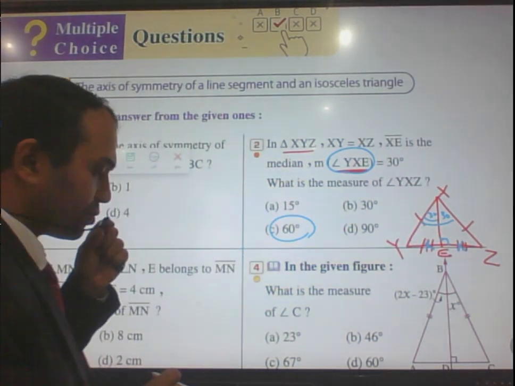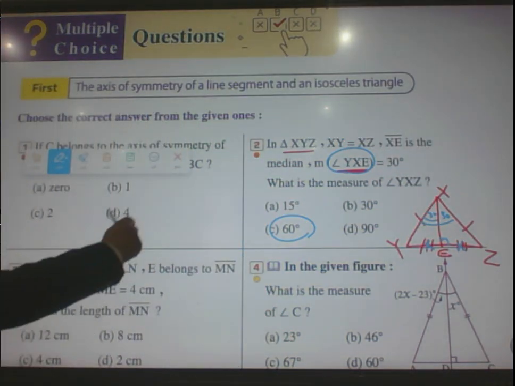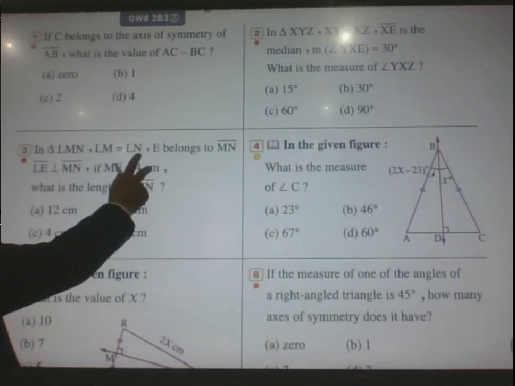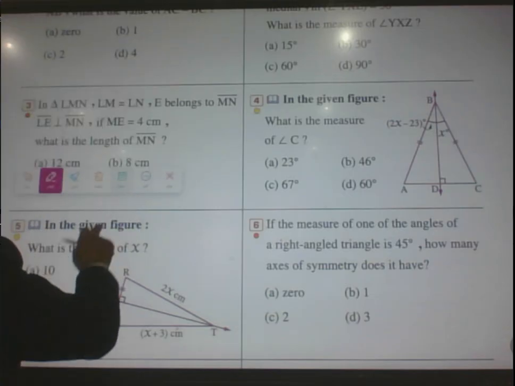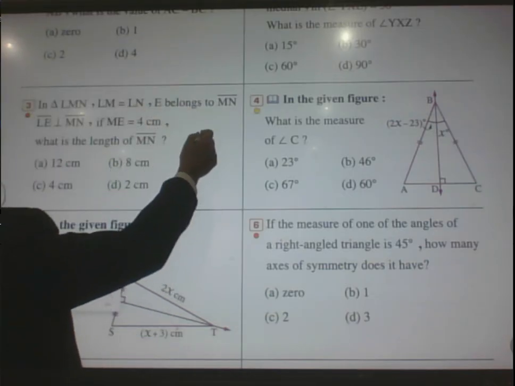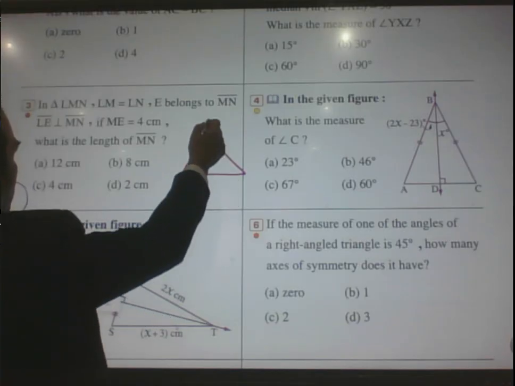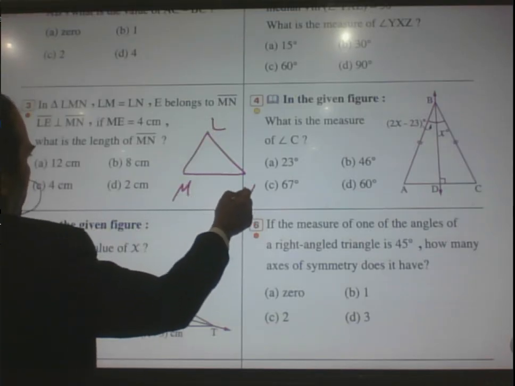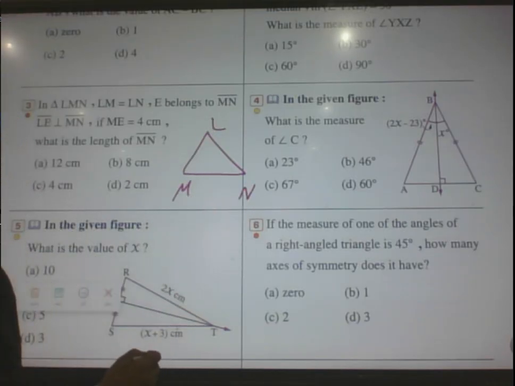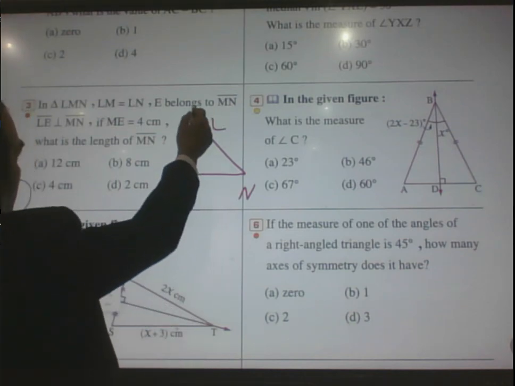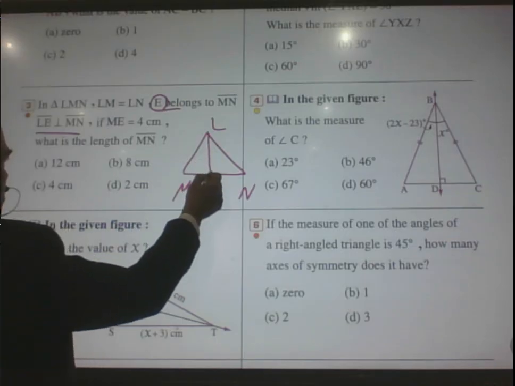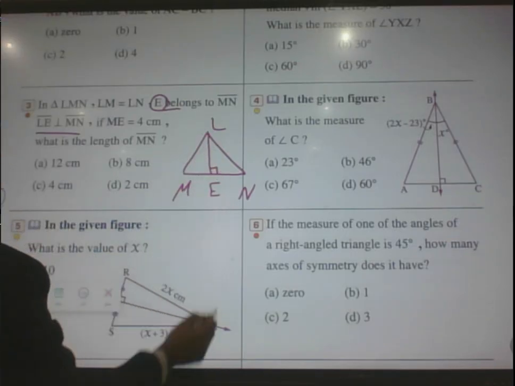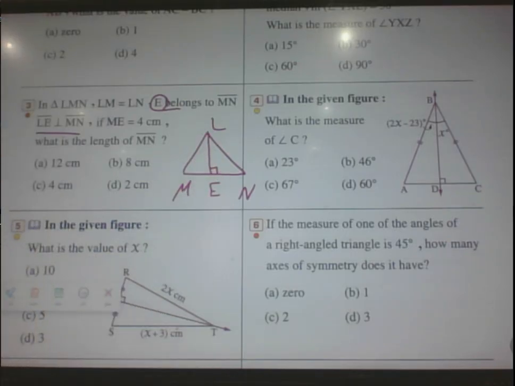Okay. Now, next question, number 3. Look at here, number 3. In triangle LMN, we have LM equal to LN, like this. I have a triangle like this, LMN. LM equals LN. They are equivalent. And E belongs to MN, such that LE is perpendicular to MN, like this, and ME is 4 centimeters.